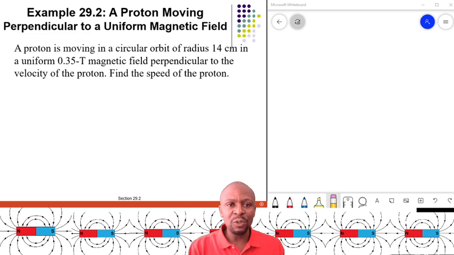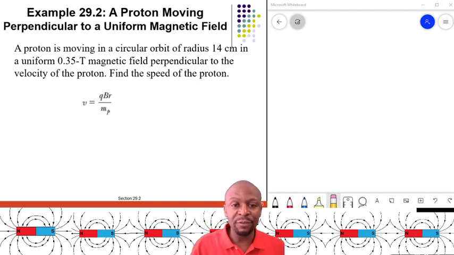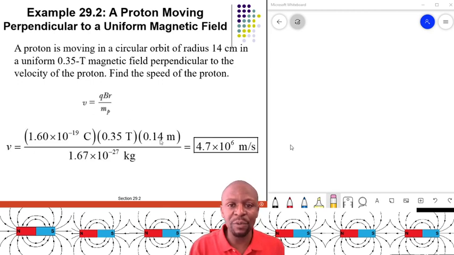Right. Now let us also do the following example of a proton moving perpendicular to a uniform magnetic field. A proton is moving in a circular orbit of radius 14 centimeters in a uniform magnetic field of 0.35 Tesla, perpendicular to the velocity of the proton. Find the speed of the proton. Now, in this case, the velocity is given by that equation, and you can just plug in the values, and you will find the speed of the proton as 4.7 times 10 to the power 6 meters per second.